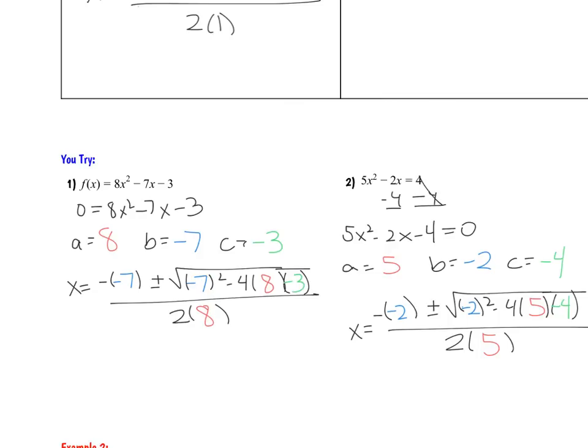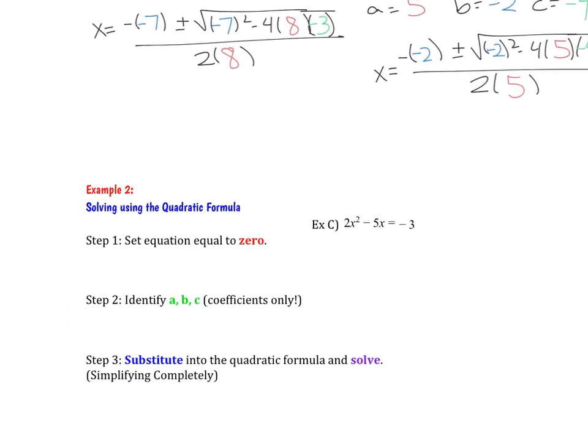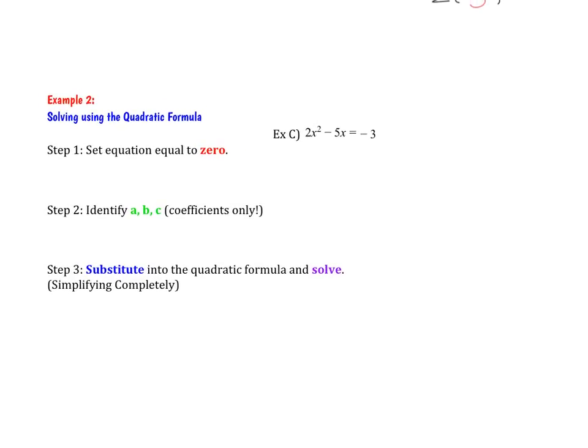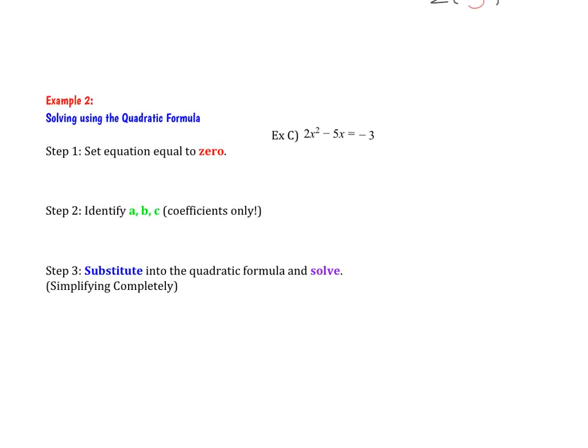Now that we've practiced plugging it in, we're actually going to solve. So let's solve this equation. We're going to set the equation equal to 0 first. In this case, we need to add 3 to both sides. Therefore, we get 2x squared minus 5x plus 3 equals 0.